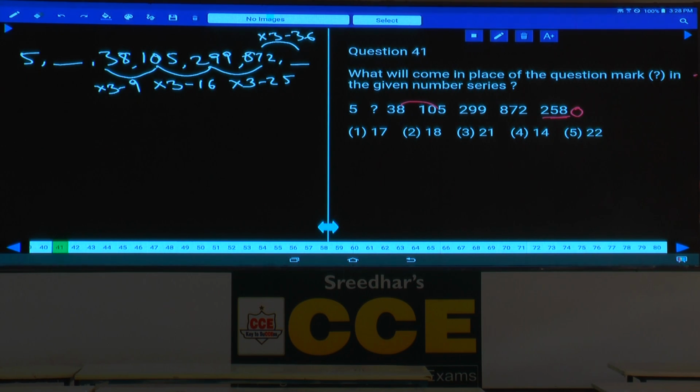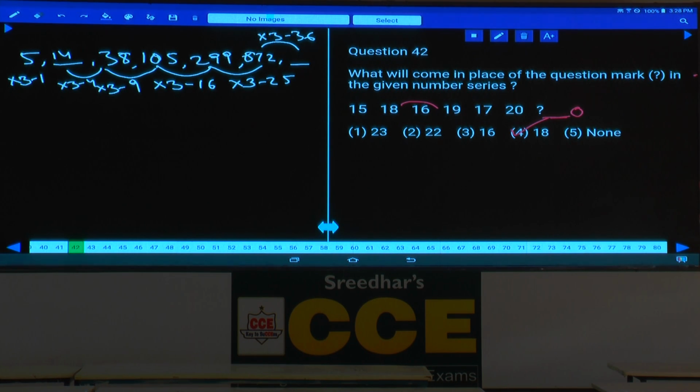Then similarly, this number should be multiplied with 3 minus 114, 5 into 3 is 15, minus 1 is 14, and 14 into 3 is 42, minus 4 is 38. Yes, what is the missing number here? The missing number is 14, choice 4. Question number 41, choice 4.